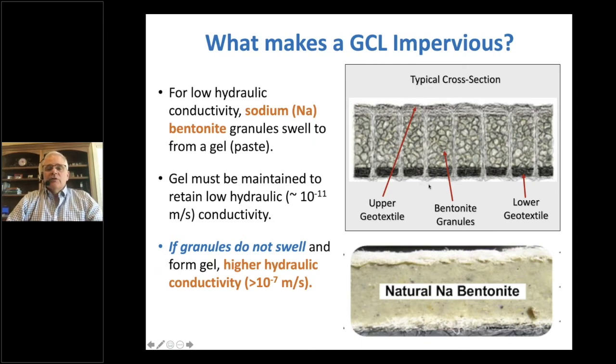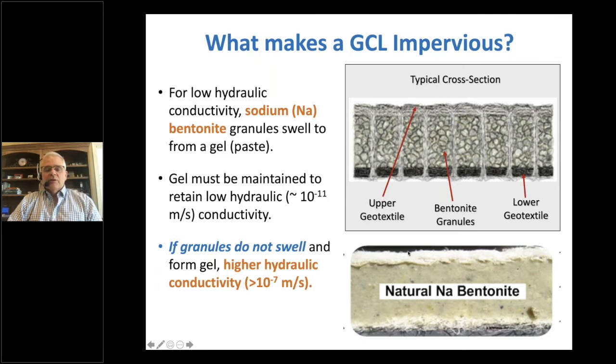That's a chemical hydration process that occurs once we install the GCL. We put it down on the subgrade. Moisture begins to flow up from below. It will flow up from capillary action, and it will also flow up in the vapor phase from the subgrade, and it will begin to interact with that bentonite, or so-called hydrate the bentonite. The bentonite has a tremendous affinity for water molecules. And ideally, what we would like to see happen is that the granular material I show in the upper diagram transforms into the gel in the lower photograph.